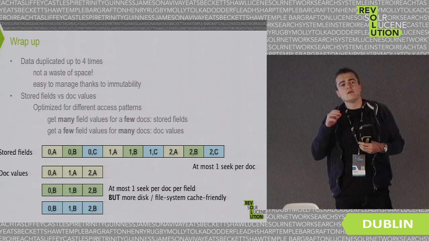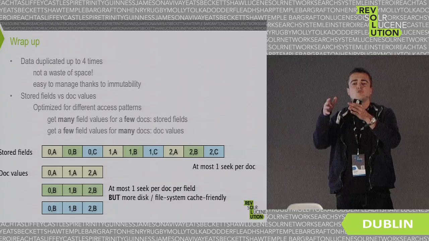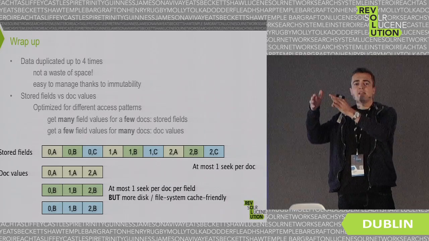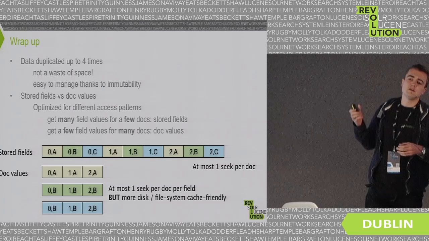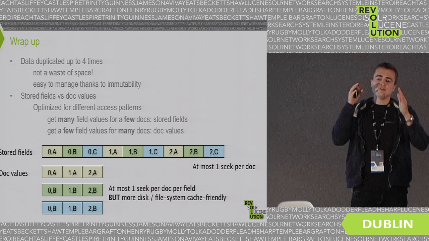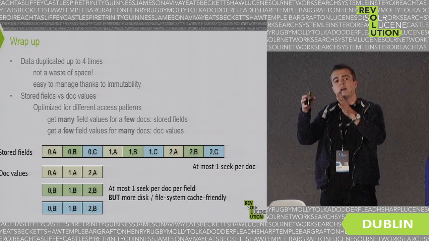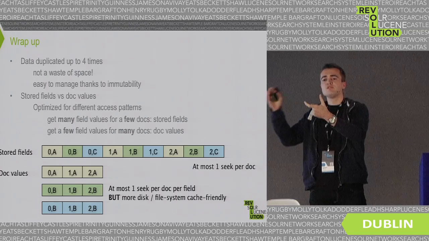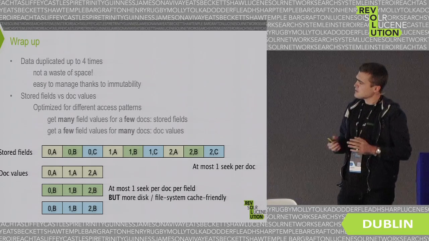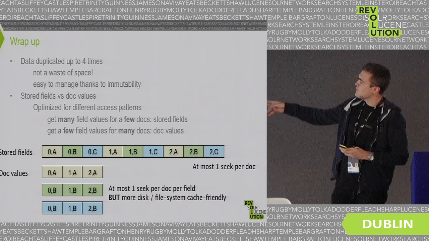Both APIs are very similar. For stored fields, you would first get a document and this gives you a map which maps field name to field values, so you can get the value. And doc values are the opposite, meaning that first you tell the index reader, I want to get doc values for this field, and then you can tell the doc values object, please give me the doc value for this document.